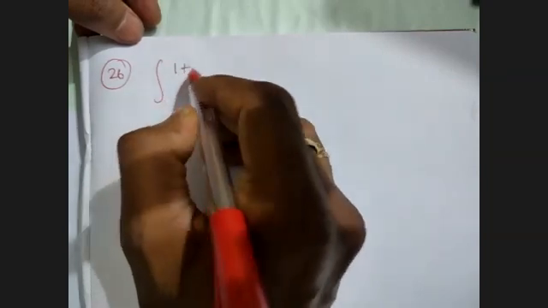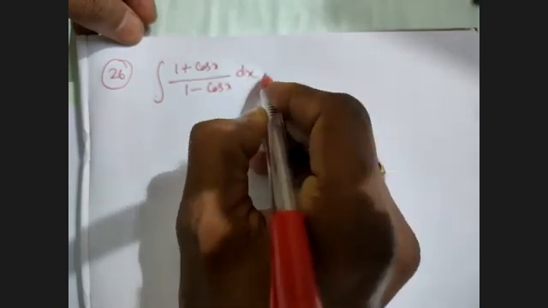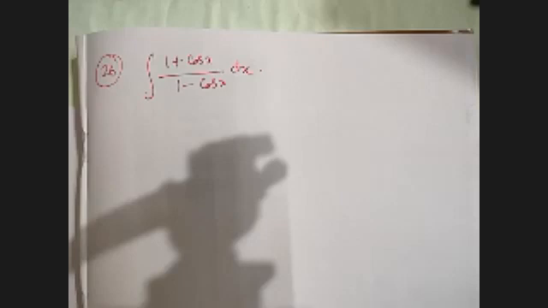So question number 26. Question number 26, it is given: integration of (1 plus cos x) divided by (1 minus cos x) dx. This one you have to solve. How to solve it? Can anyone tell me how to solve this one? (1 plus cos x) by (1 minus cos x).